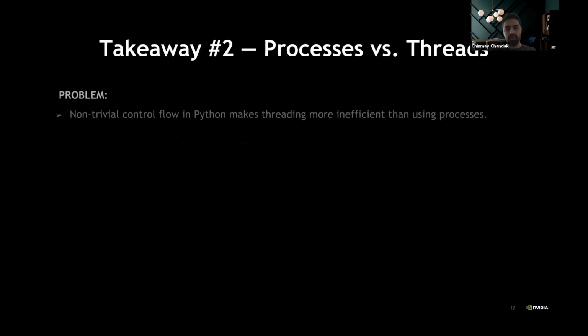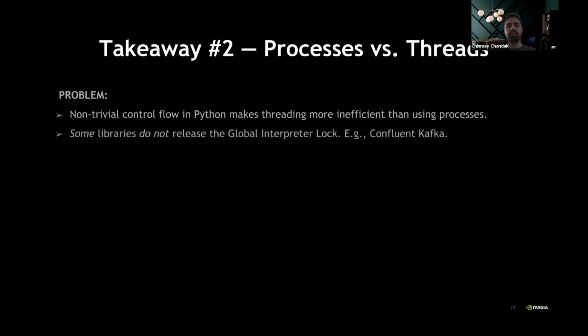The second takeaway is using Dask processes versus threads. A problem that we saw is that there's enough non-trivial control flow in Python, which makes threading more inefficient than using processes, especially in the streaming stack. What I mean by this is that some libraries do not release the GIL.